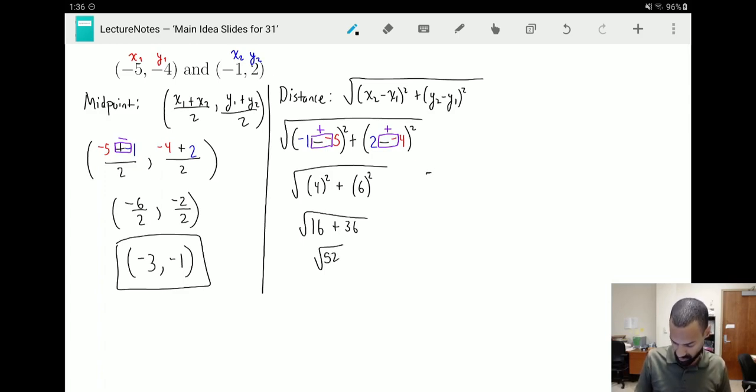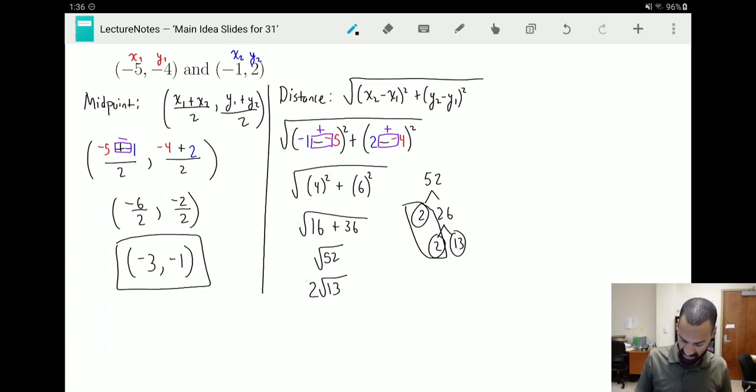We talked about breaking down the square root of 52, or breaking down a square root in general. 52 is 2 times 26. 26 is 2 times 13. So I have a pair of 2's. So 2 comes out. 13 is left inside. This is my exact solution.